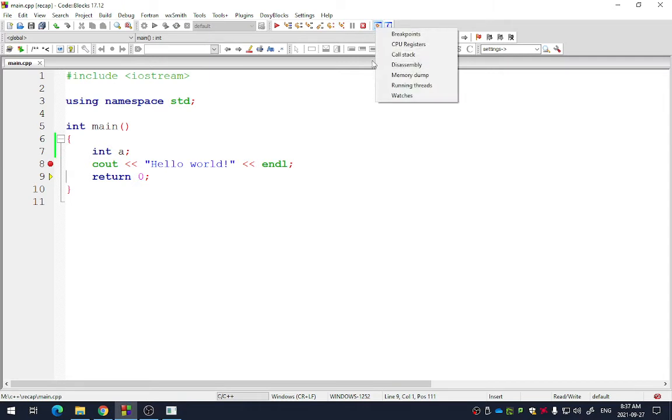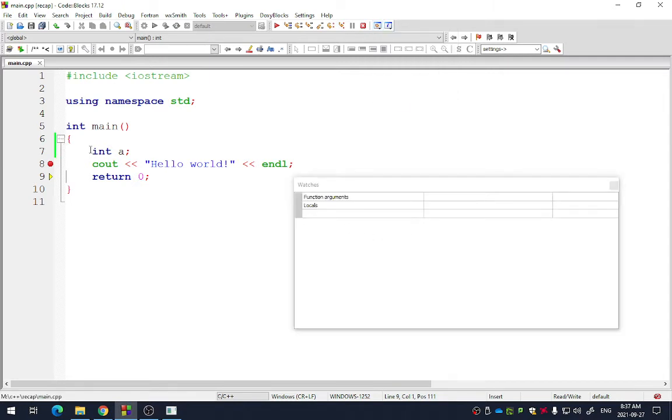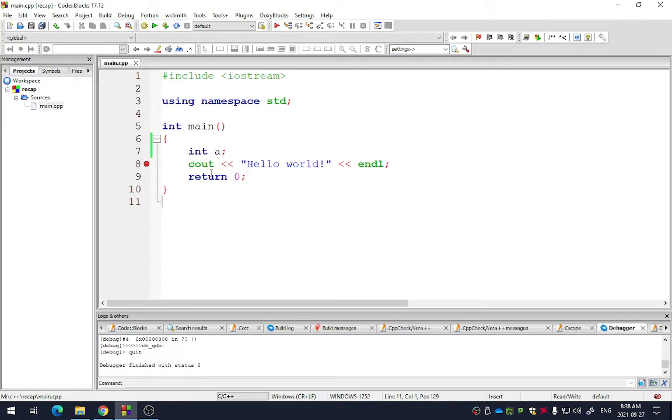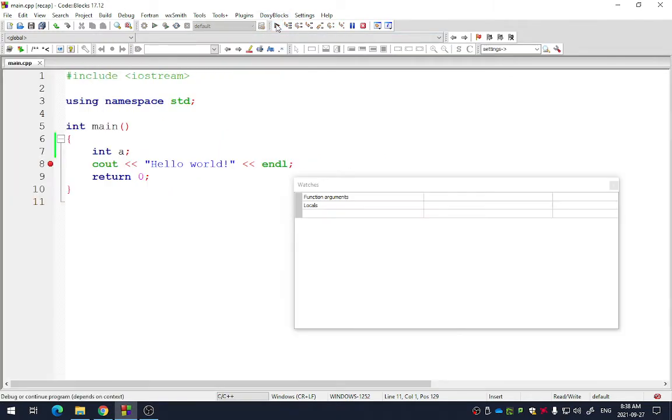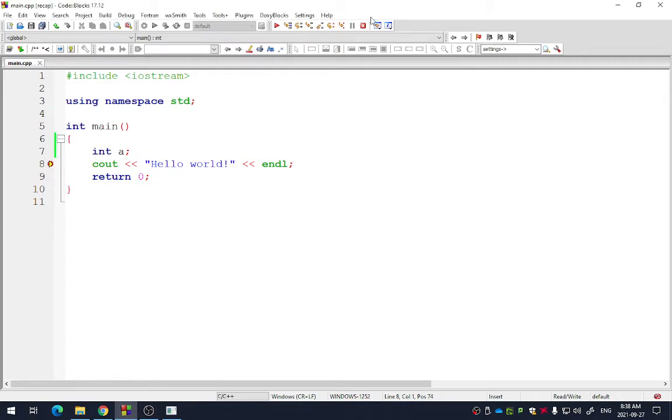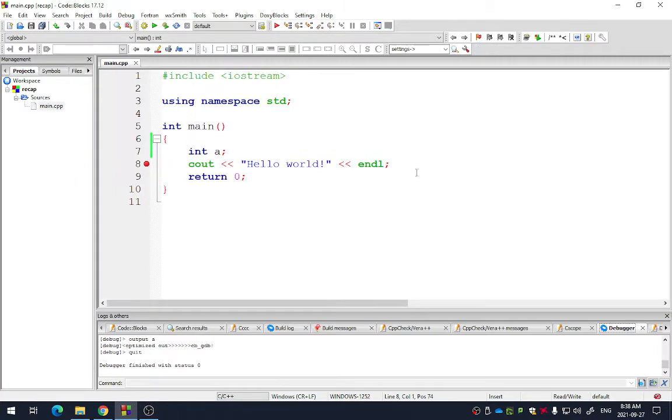Going to go to watches here, and you can see, oh, I don't even see my variable. That's interesting. I wonder why. Very, very strange. I'm confused. Oh well. Let me try that one more time. Boom. Where are you, A? I made you. Show yourself. Optimized output. Okay. I wonder if I have some weird feature set out here.